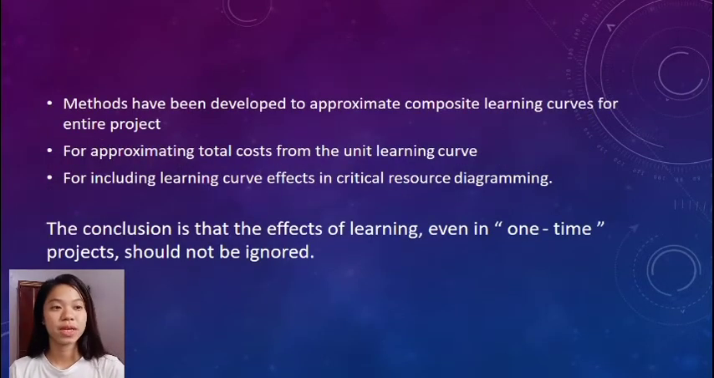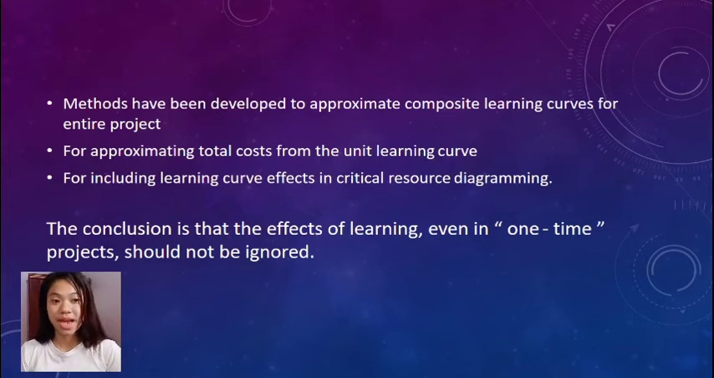The use of learning curves in project management has increased greatly in recent years. For instance, methods have been developed to approximate composite learning curves for entire projects, for approximating total costs from the unit learning curve, and for including learning curve effects in critical resource diagramming. The conclusion is that the effects of learning, even in one-time projects, should not be ignored. If costs are underestimated, the result will be an unprofitable project and senior management will be unhappy. If costs are overestimated, the bid will be lost to a safer firm and senior management will still be unhappy.